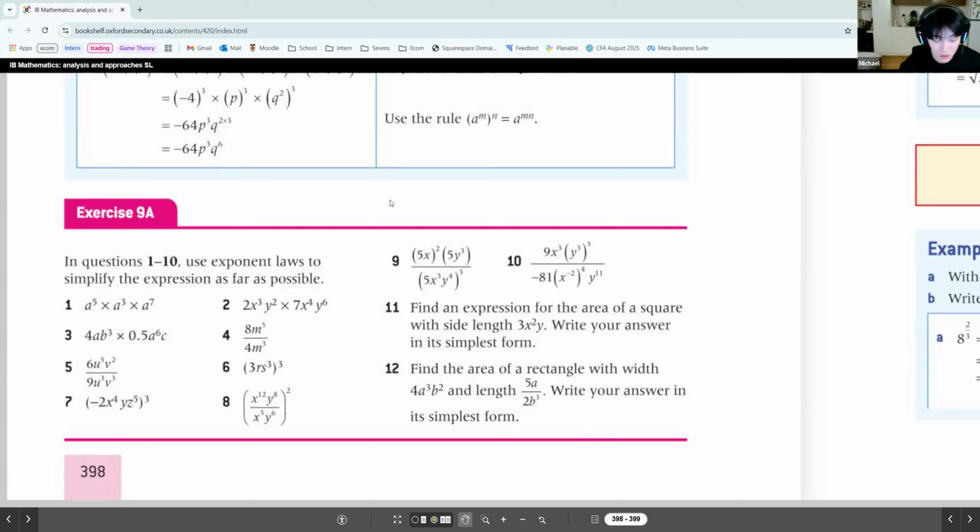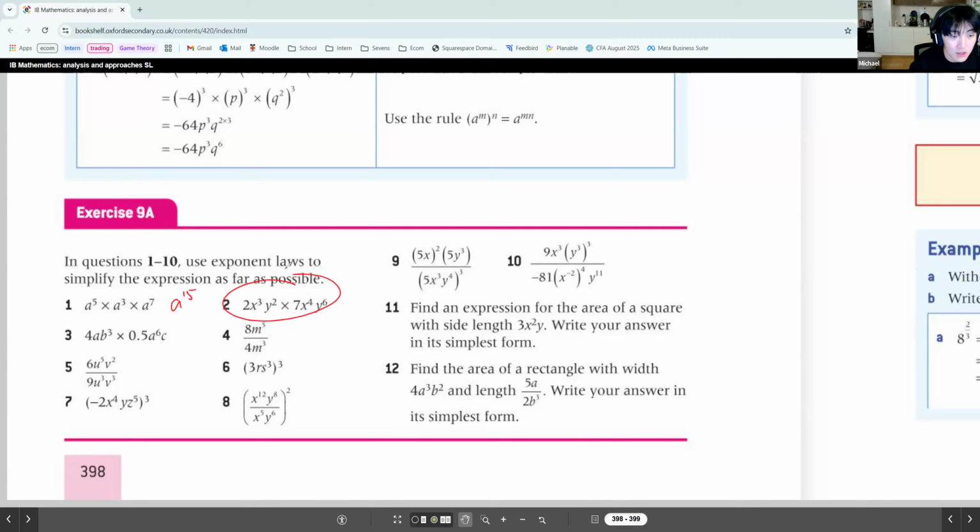All right, I guess I'll just explain the questions. All right, so the first one's easy. It's just simple first formula application, right? You add the powers. This is a to the power of 5 plus 3 plus 7, which is 15.